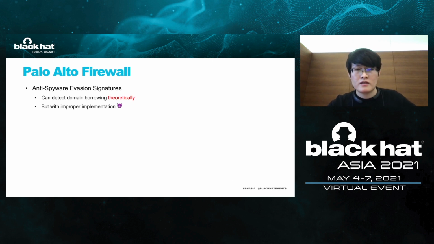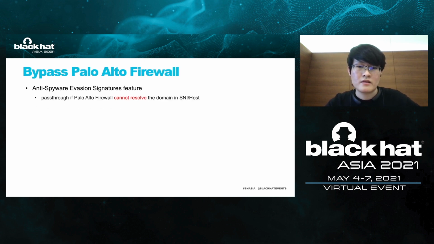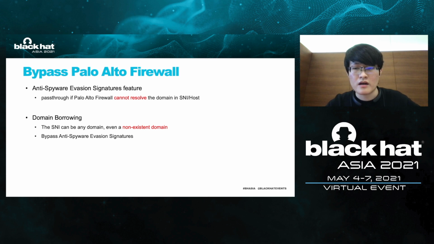The anti-spyware evasion signatures can theoretically detect domain borrowing, but only theoretically, because of the improper implementation. There is a feature of anti-spyware evasion signatures: if the Palo Alto firewall cannot resolve the domain in SNI or host, the connection would pass the firewall's check. For domain borrowing, the SNI and host can be any domain, even a non-existent domain. So we can bypass the anti-spyware evasion signatures.